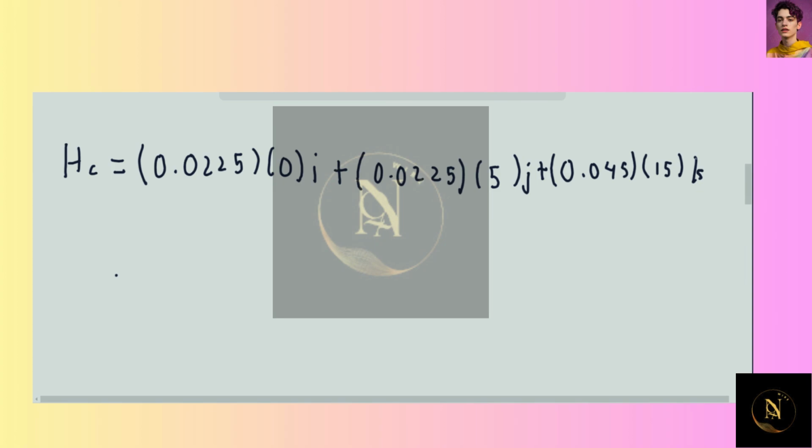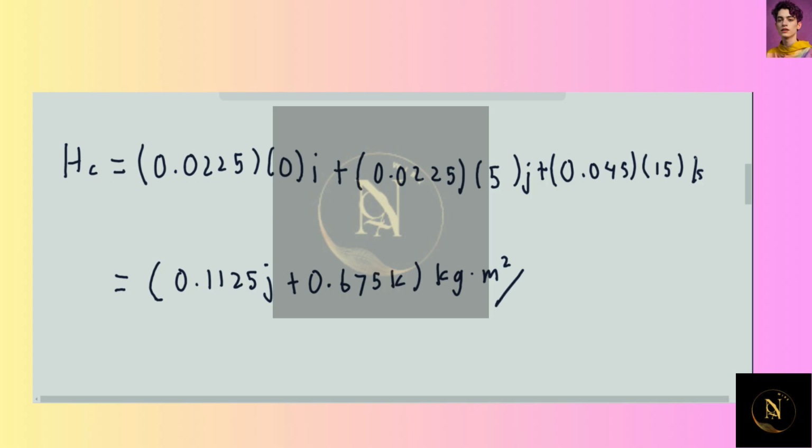So we simplify this, and we'll get a final answer of 0.1125 j plus 0.675 k kilogram meters squared per second. And this is our angular momentum.